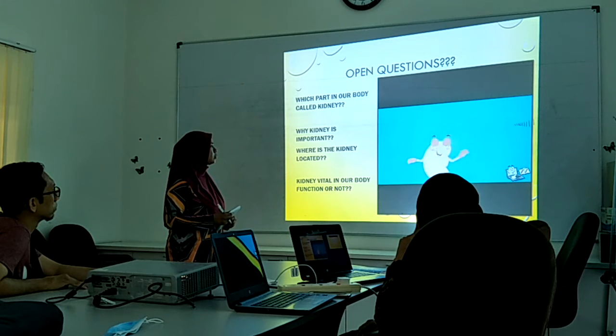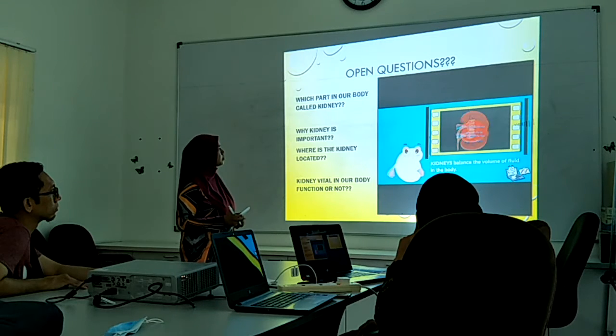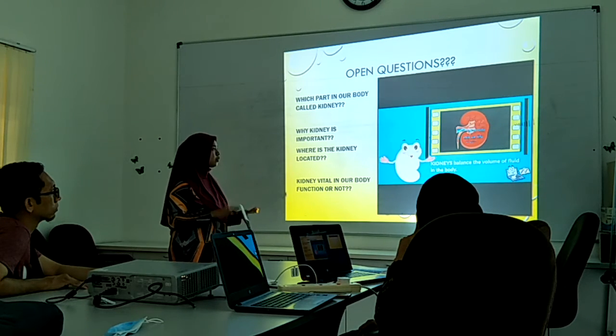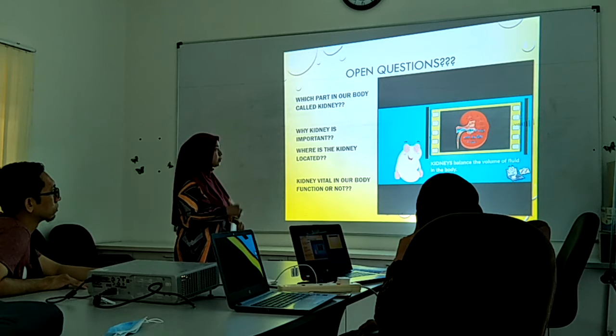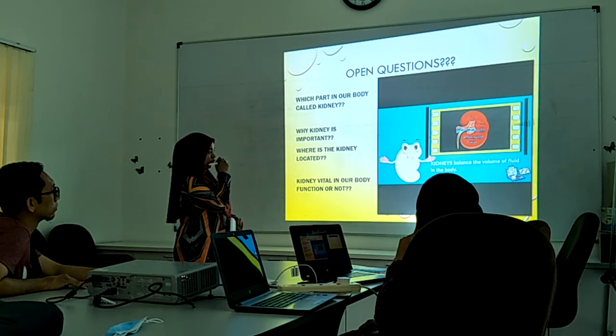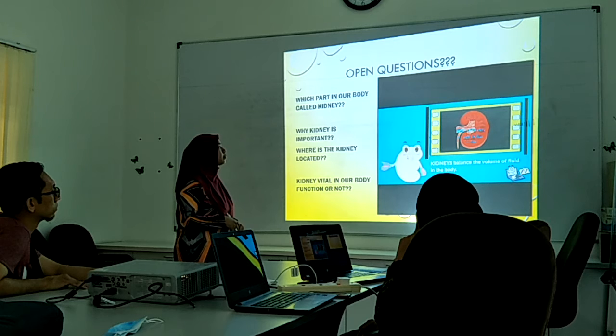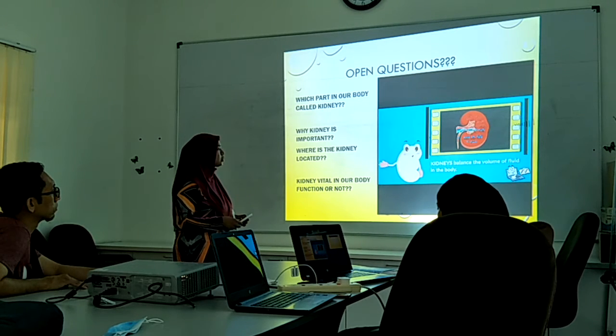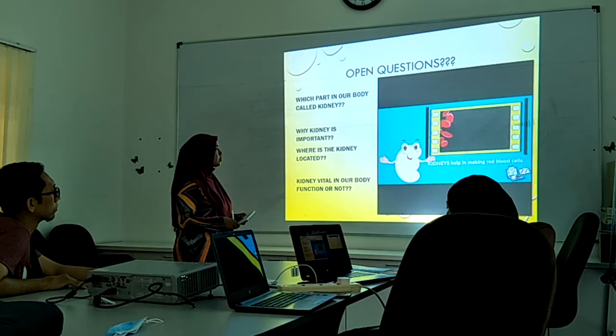Now, some other tasks performed by your kidneys. They balance the volume of fluid in the body. If the volume of fluid in your body goes down, the kidneys will prevent you from urinating until the amount of fluid in your body goes up. They help in making red blood cells. The kidneys make a hormone that tells the body when to make more red blood cells.